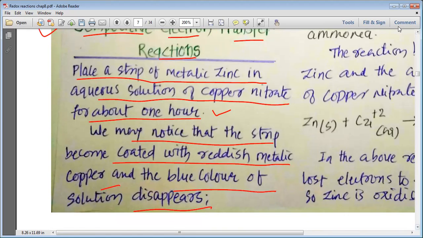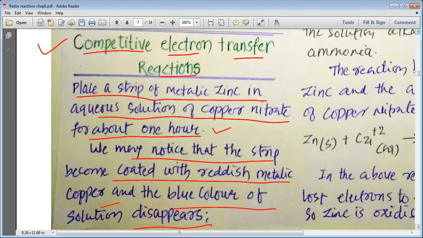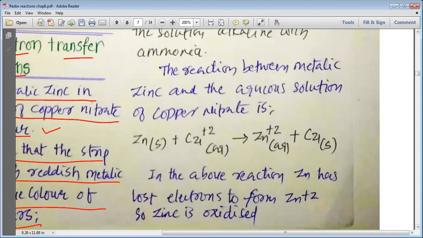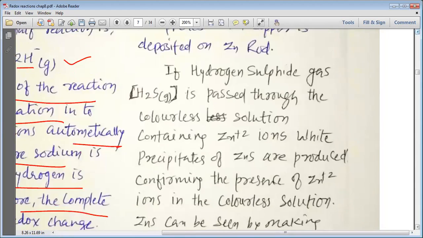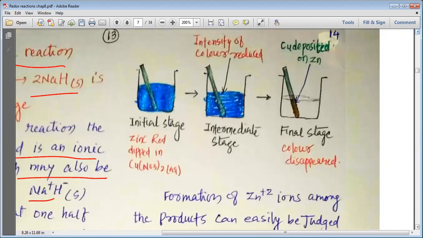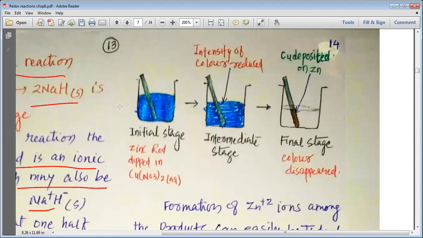Once again, we need to put a zinc strip into the copper nitrate solution and keep it for an hour. After an hour, we will observe that the blue solution of copper nitrate has lost all its color and becomes transparent, or the blue color of the Cu2+ ion disappears. And you can see that on this zinc rod, there is a deposition of copper.